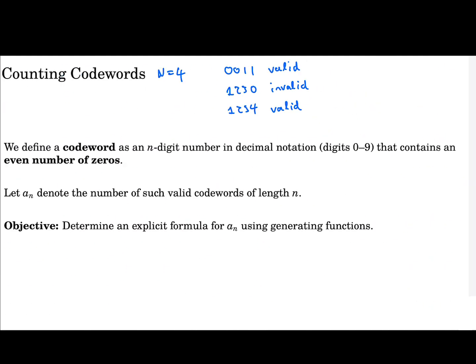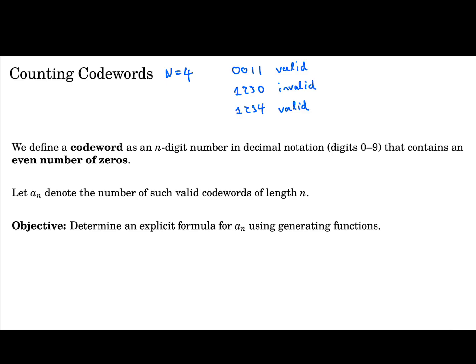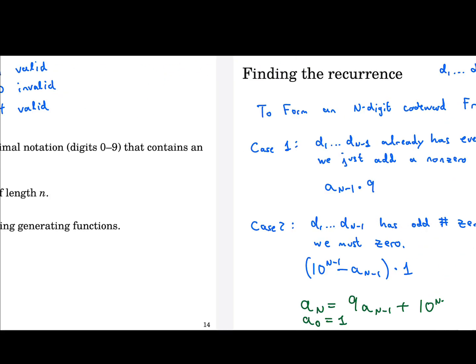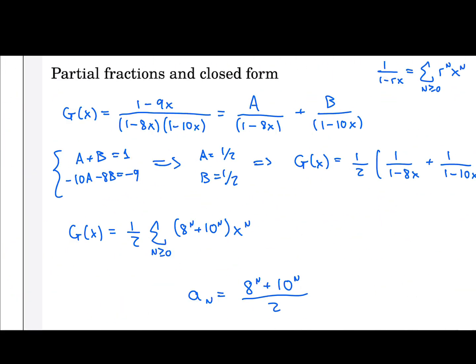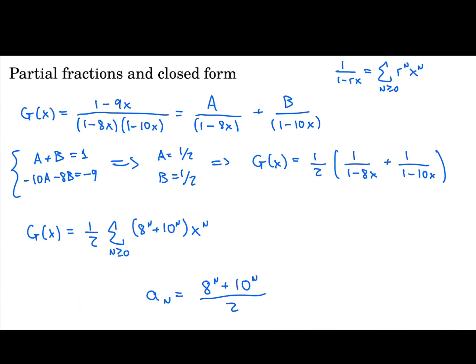So how many valid code words, so n-digit numbers with an even number of zeros are there? They're going to be 8 to the n plus 10 to the n divided by 2.